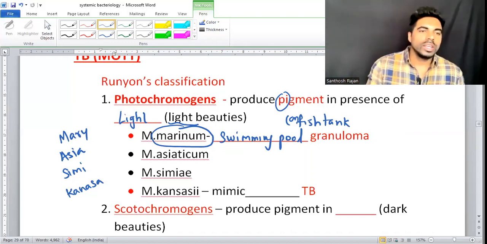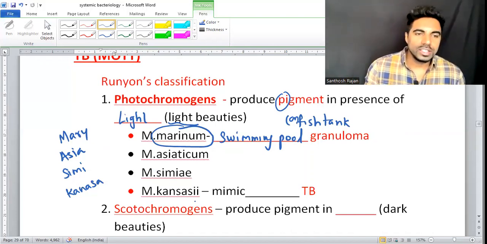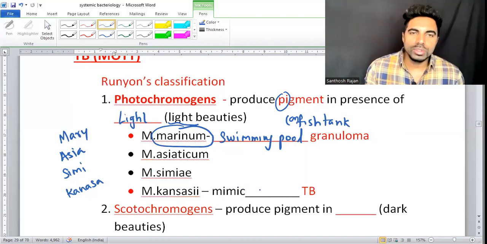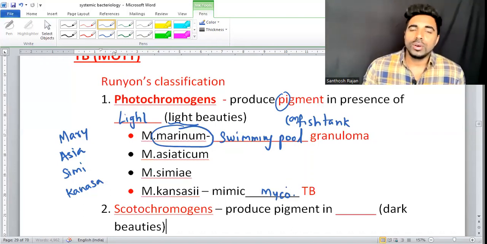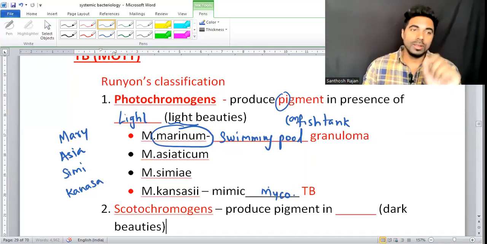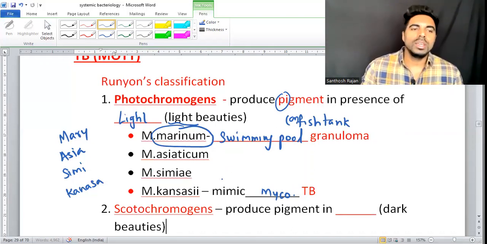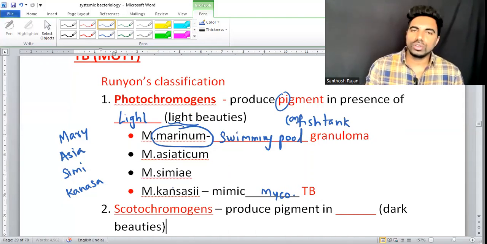Then Asiaticum, simiae and kansasii. One question asked: kansasii mimics which one? Mycobacterium tuberculosis, your MTB. Kansasii, remember that, is the TB-like one. Let's say Mary, Asya, Simi, Kansa. So whichever photochromogen is asked, you will never make a mistake.